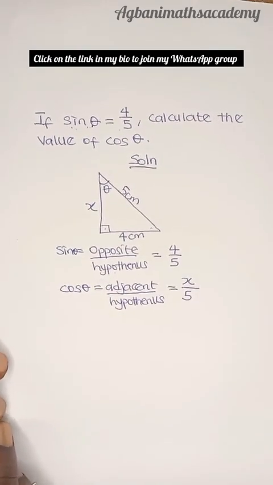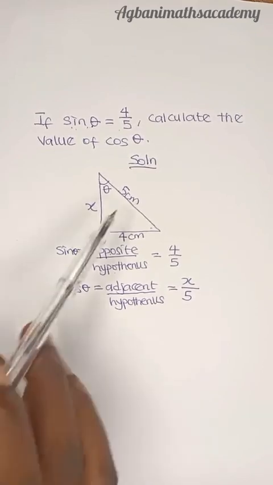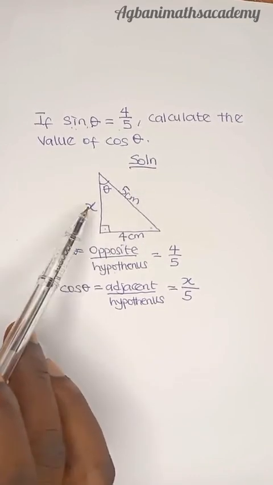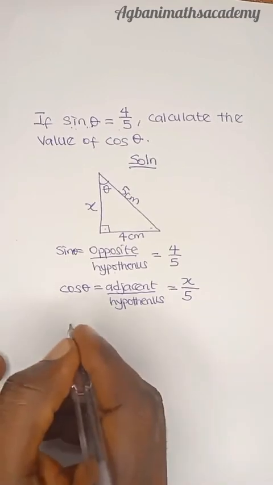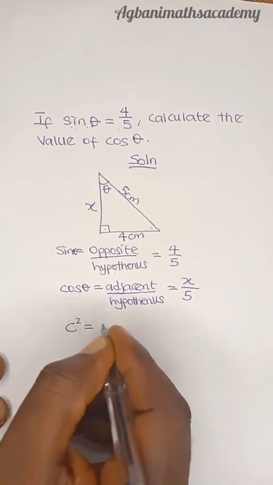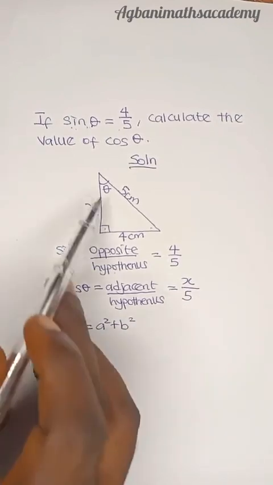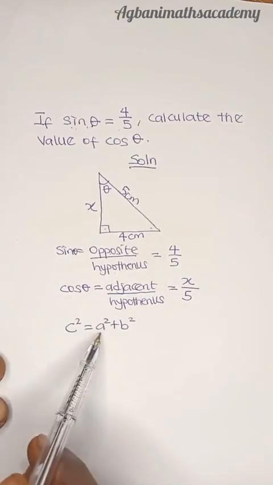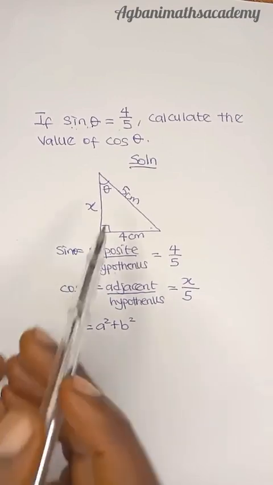For us to find out what x is, we are going to employ Pythagoras theory, because it can be employed when you know two sides of the triangle and you're expected to find the third side. Remember, this triangle is a right angled triangle. The formula says c square is equal to a square plus b square, where c square is the hypotenuse, and a square and b square can be any of the other sides. So let's put in the values.